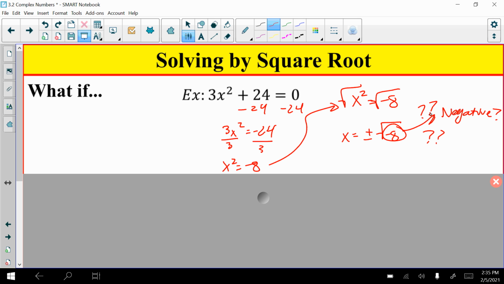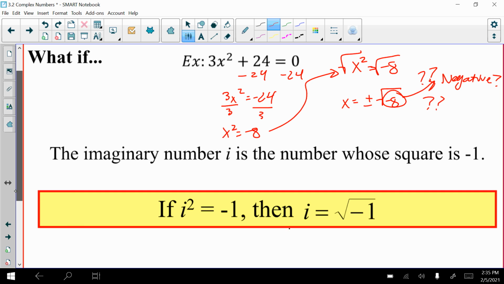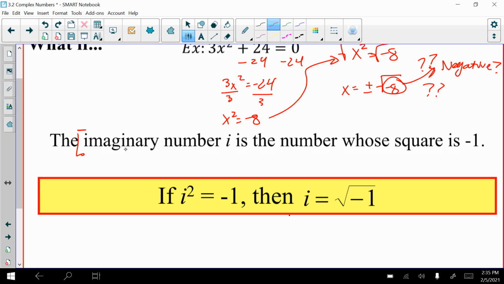Well, this is a problem that mathematicians ran into a long time ago. So essentially, we introduced this thing into the math world called complex numbers. Another word that we use for that is the imaginary number. They call it i. It's the imaginary number i, and it is just the number whose square is negative 1, meaning i is the square root of negative 1.